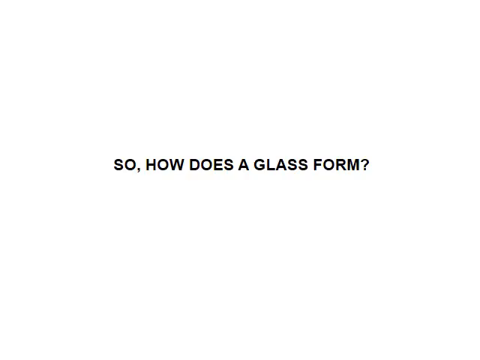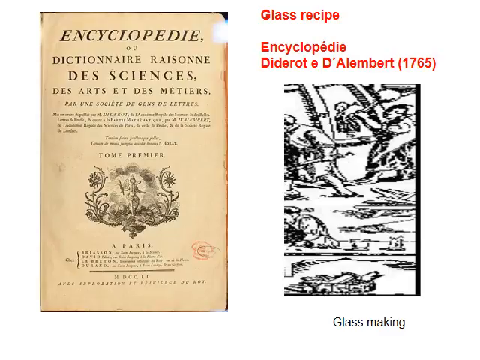How does a glass form, anyway? We know that glasses have been made since 5000 years BC. Recipes, however, began to appear later. The first recipe known appeared in the famous Encyclopédie by Diderot and d'Alembert.